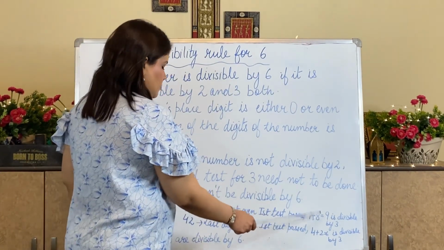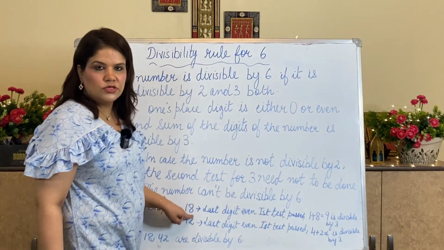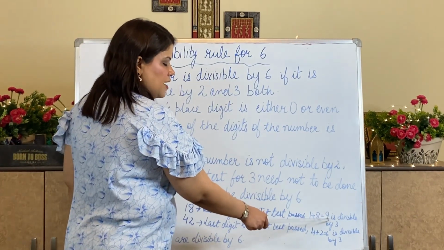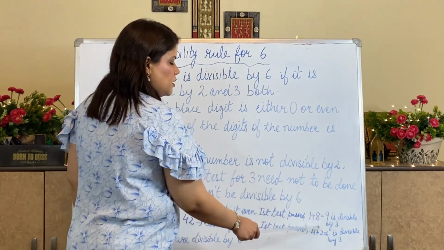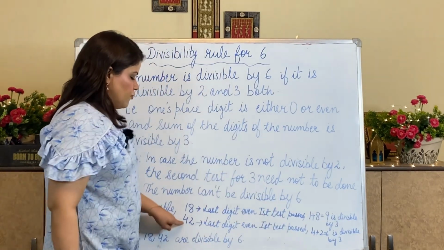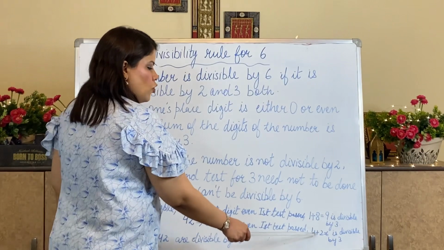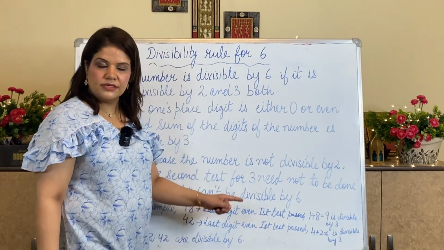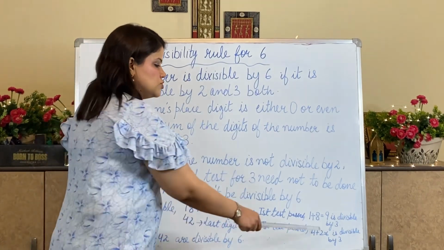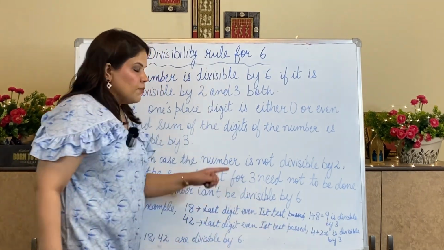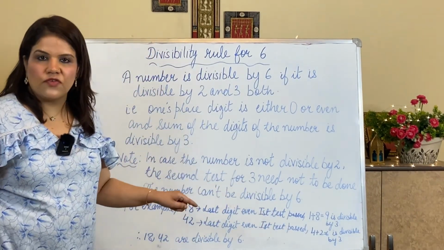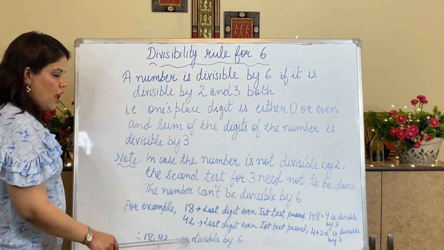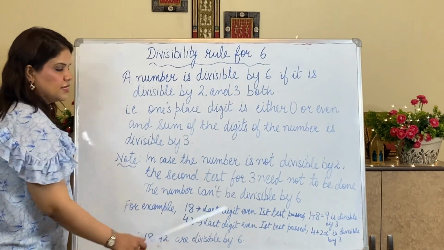1 plus 8, because 1 and 8 are the two digits here. So I will add them, 9. I am getting sum as 9, which is divisible by 3. 42. I am adding 4 plus 2, which I am getting as sum is coming as 6, which is divisible by 3. Both the tests have been satisfied. This implies 18 and 42 are divisible by 6.